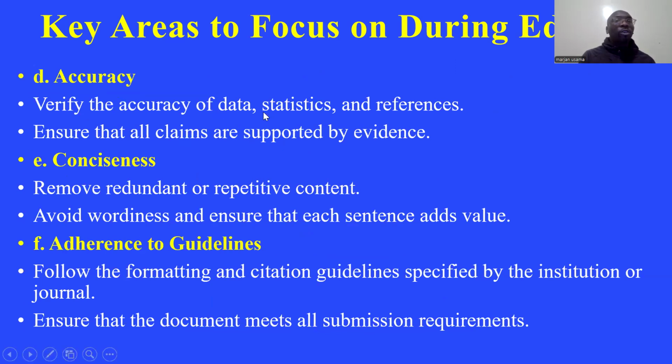Accuracy: verify the accuracy of data, statistics, and references. Ensure that all claims are supported by evidence. The best practice when you're writing your research is that every paragraph should have a reference. This is what we normally check when evaluating your work. Because if you don't have a reference in a paragraph, it means you copied this work. It means this is ChatGPT, it means this is just DeepSeek. So every chapter, always ensure every paragraph has a reference.